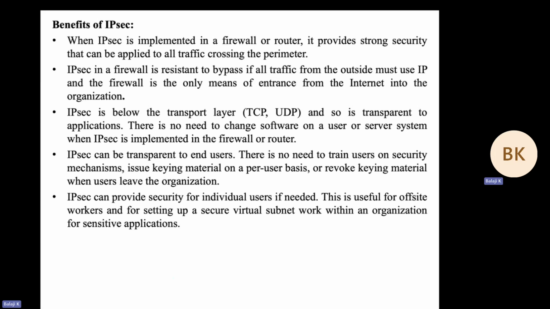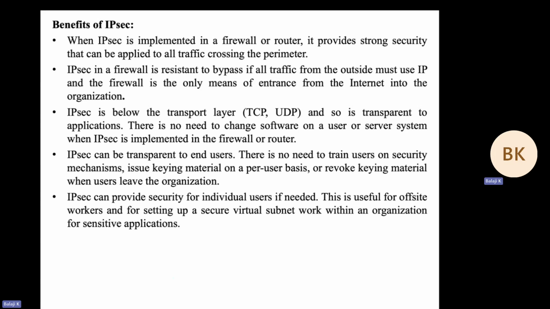IPsec is below the transport layer, which is available in your network layer. In the transport layer we have the TCP and UDP protocols, and IPsec is transparent to applications. There is no need to change software on a user or server system when IP security is implemented in the firewall. So simply we can use IP security, no need to change anything. IP security can be transparent to end users. There is no need to train users on security mechanisms, issue keying material on a per-user basis, or revoke keying material when users leave the organization. So easily you can install it and it will be accessed by the users.